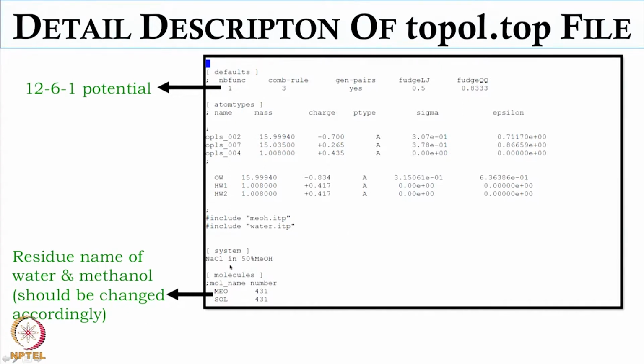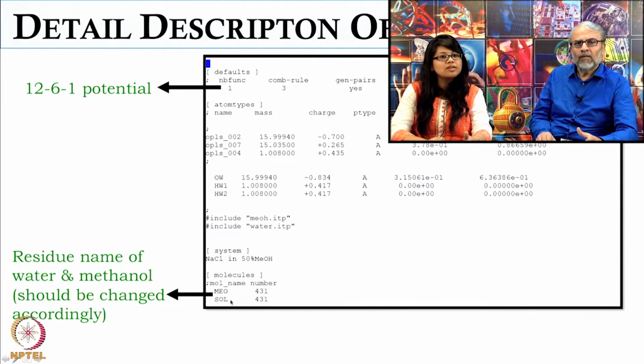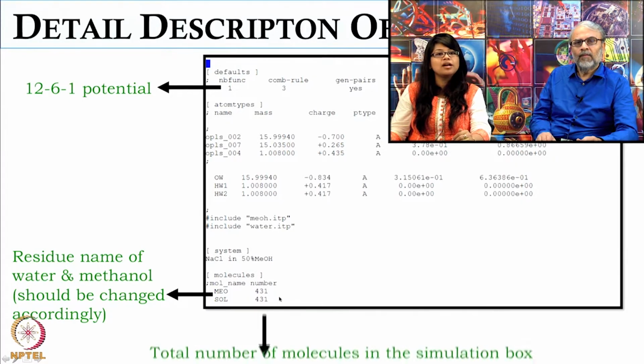And then you'll have the molecules type. So here you will have to give the residue name of the molecule. Since we have MEO first, we'll have MEO as the residue name, then the total number, that is 431, and then SOL, that is solvent, 431. Okay, so this is the topology file.